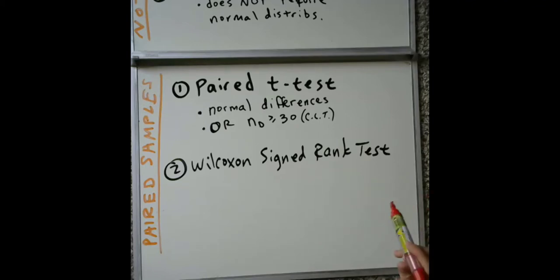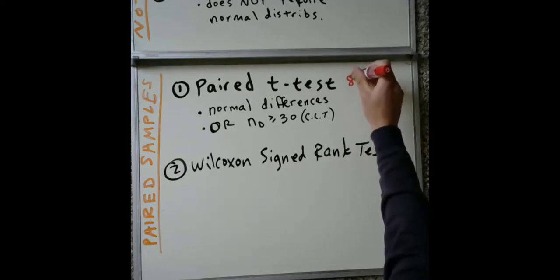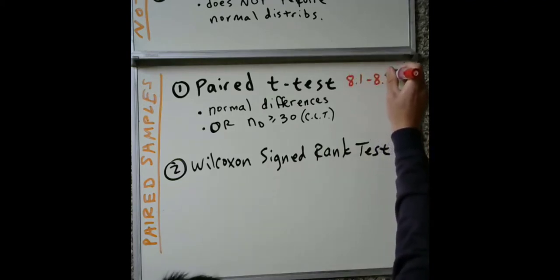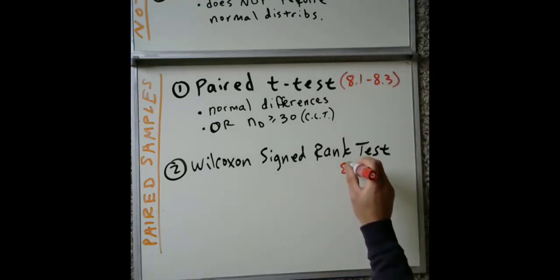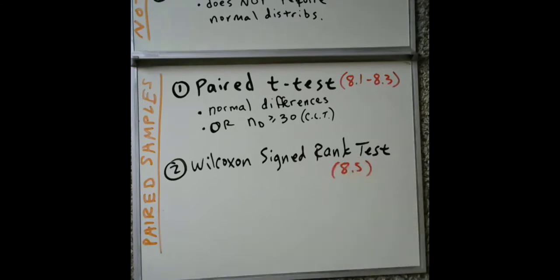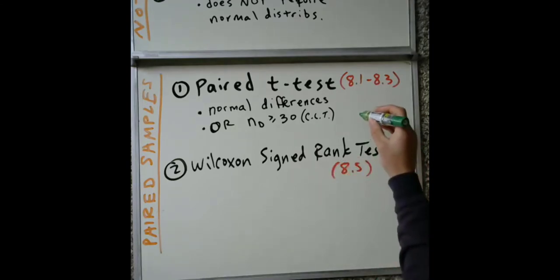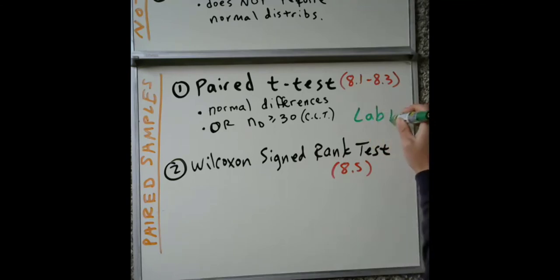So this is all about chapter 8 here. This was 8.1 to 8.3. The Wilcoxon-Signed-Rank Test was 8.5. And these both are discussed in lab 10. That's going to do it for our quick recap.